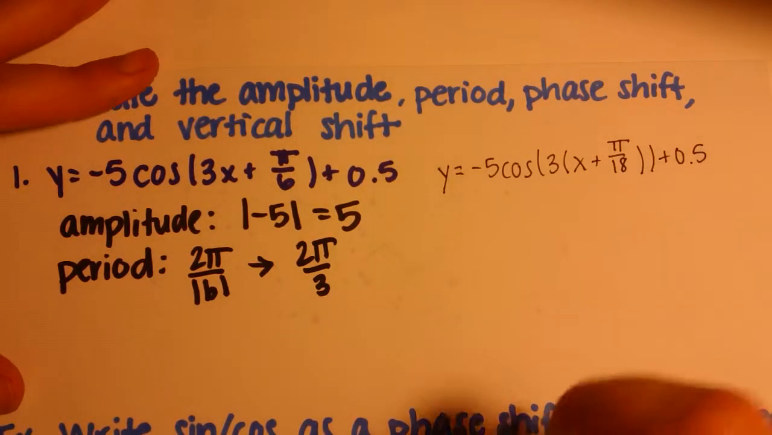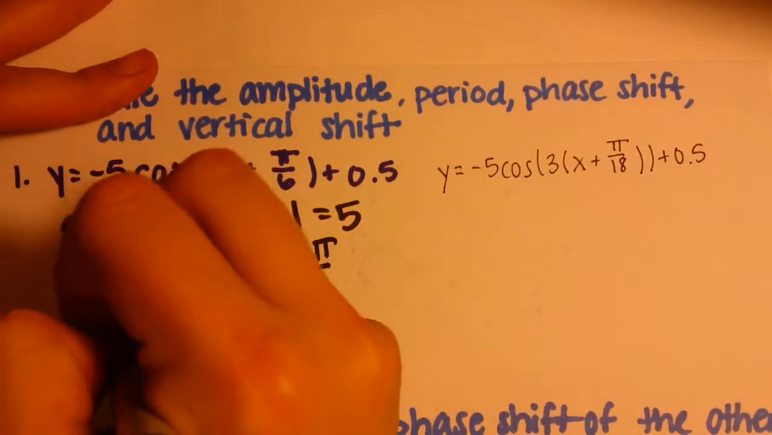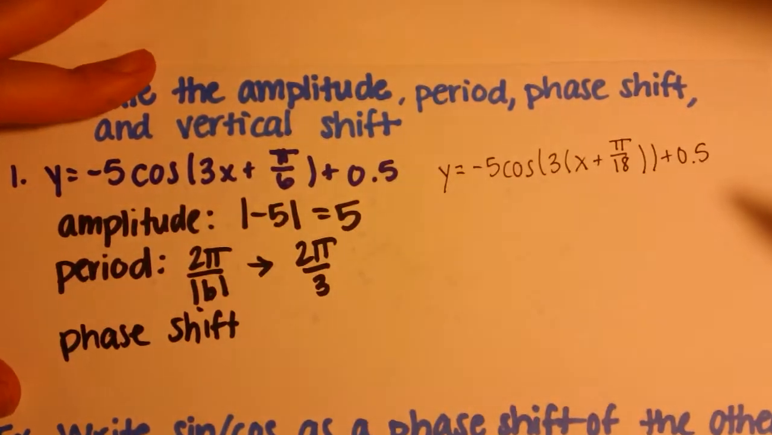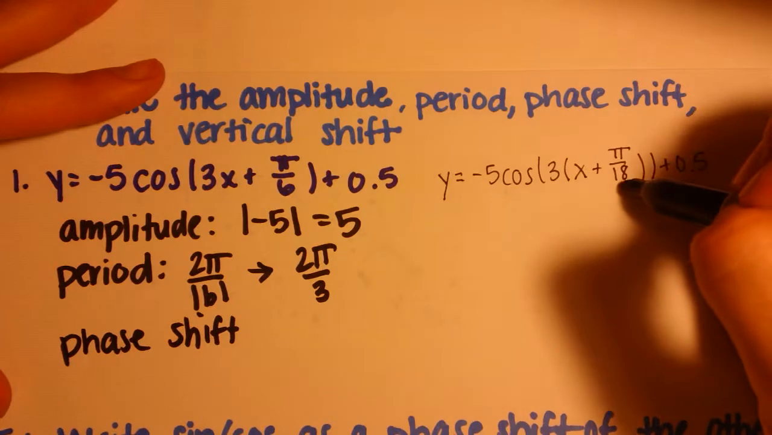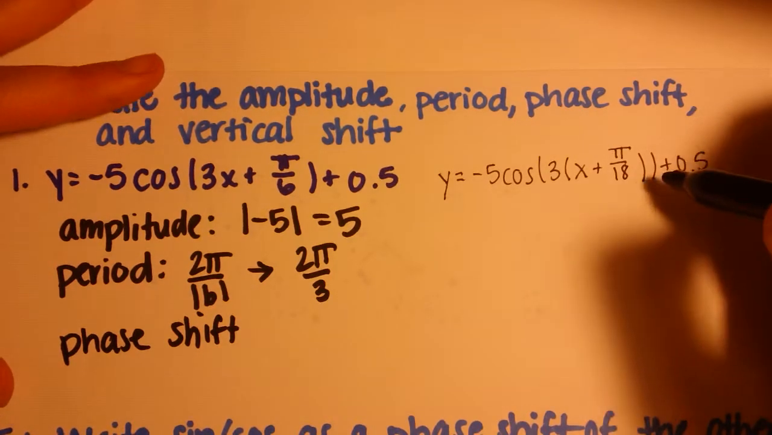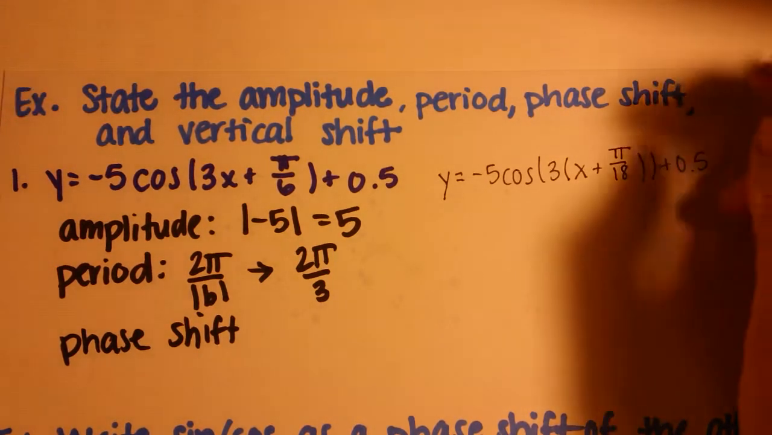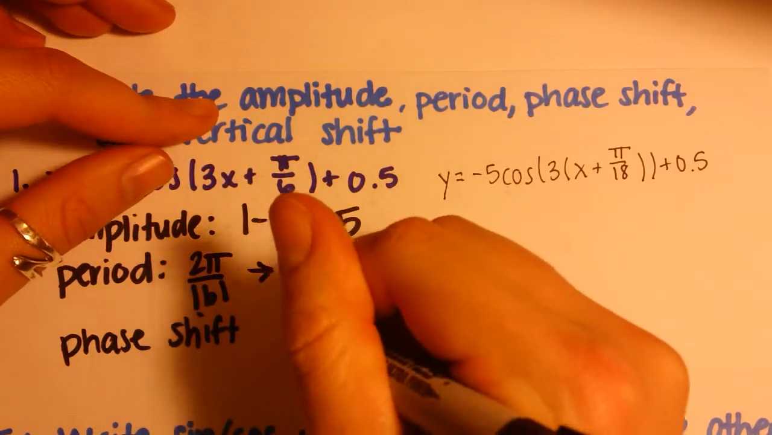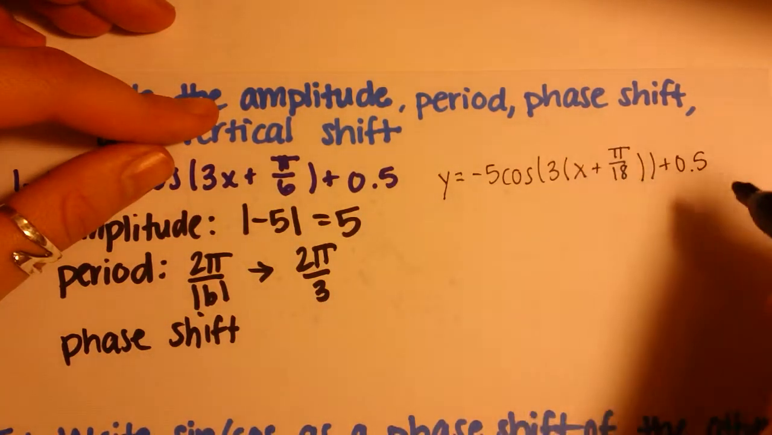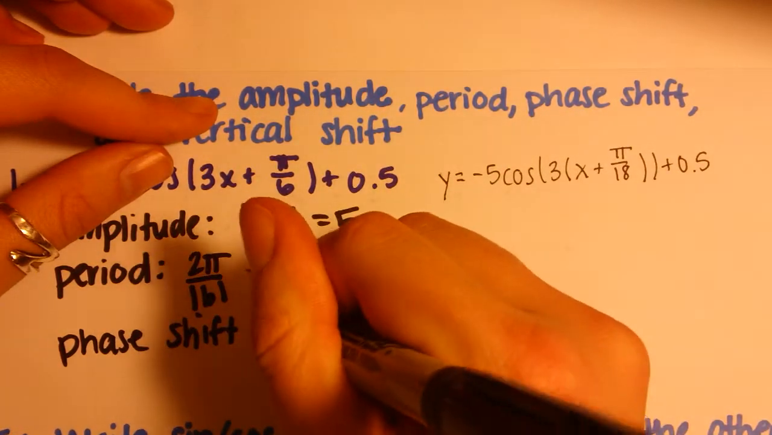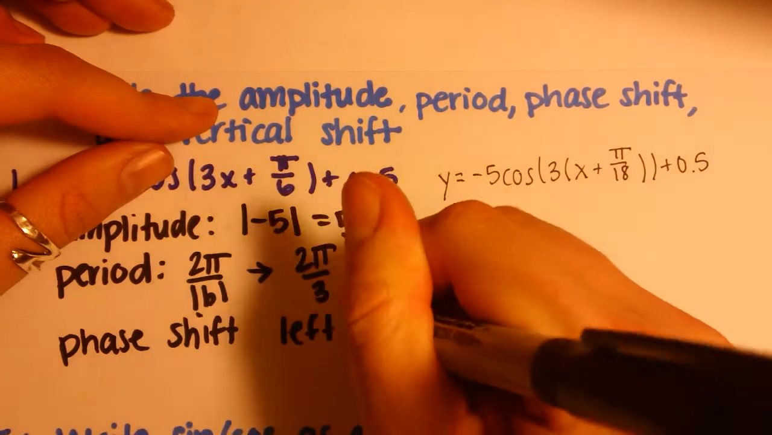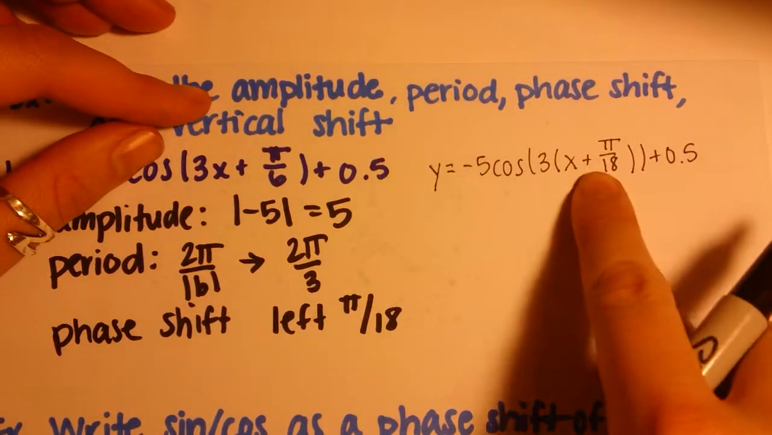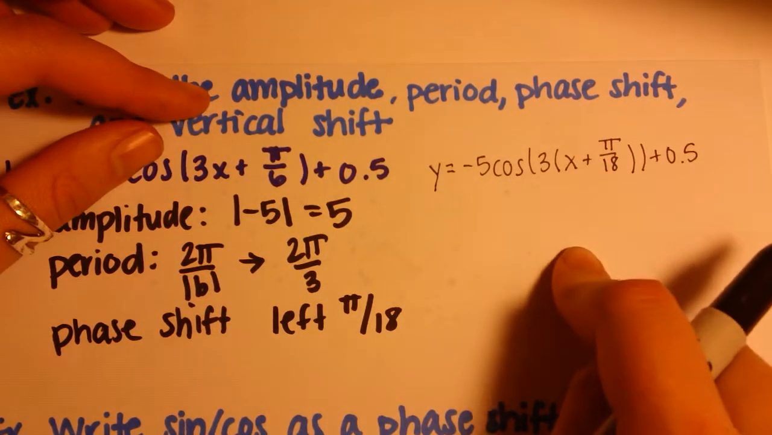Now, let's look at a phase shift. Our phase shift is going to be our h value, which is right here. This is our h value. So, looking at this, our phase shift is going to be going to the left pi over 18. Because this here is positive, we have to do the opposite.